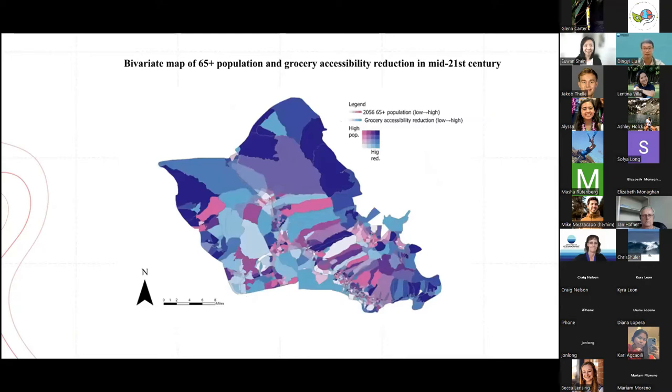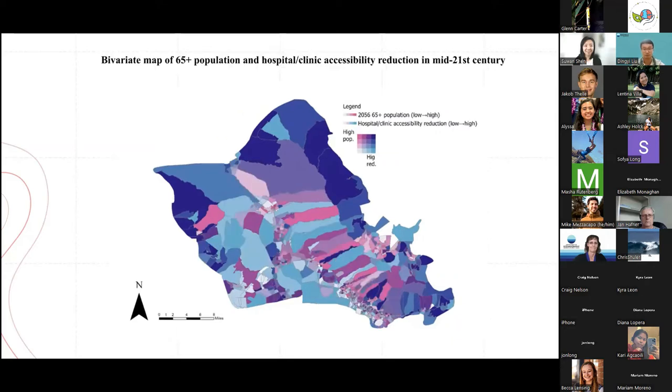And here is a series of bivariate maps of the 65-plus-year-old population and the accessibility reduction to essential services. If it goes darker, it means they have a higher population and higher reduction. And if it goes lighter, that means they have a smaller population and less reduction. So again, you can see a lot of coastal communities have a high population and a high accessibility reduction.